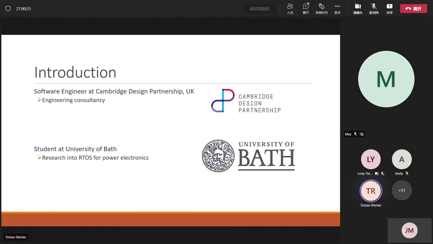To give a brief introduction about myself, I'm a software engineer at Cambridge Design Partnership, which is an engineering consultancy based in Cambridge in the UK that deals with many industries, but my focus has been on medical software, IoT devices, and power electronic software. I've recently completed my degree at the University of Bath, where my research over the past year has been focused on how real-time operating systems can be used in power electronics applications.